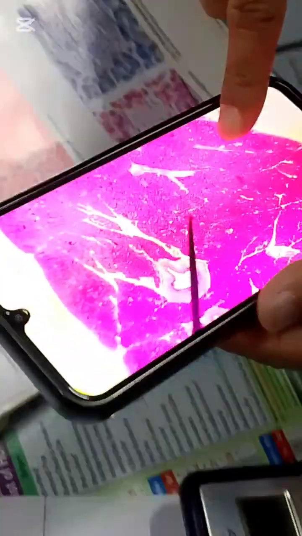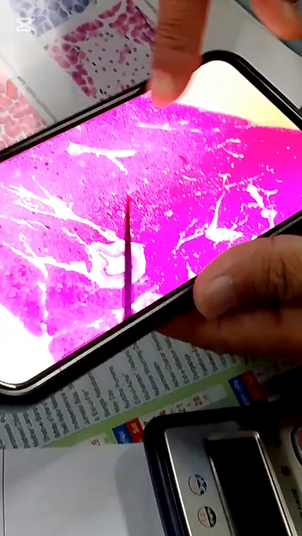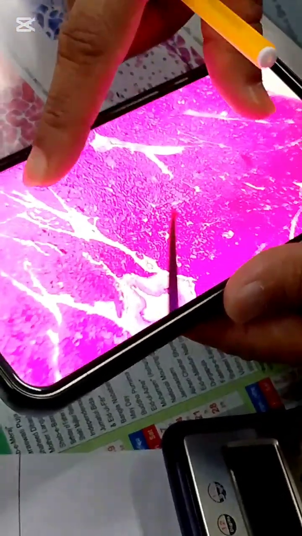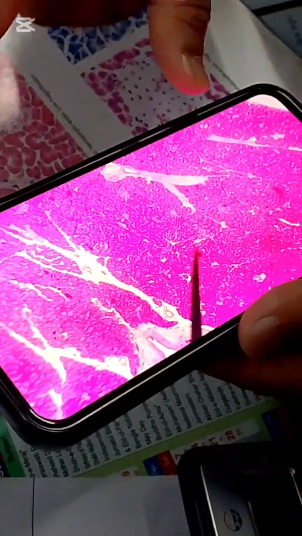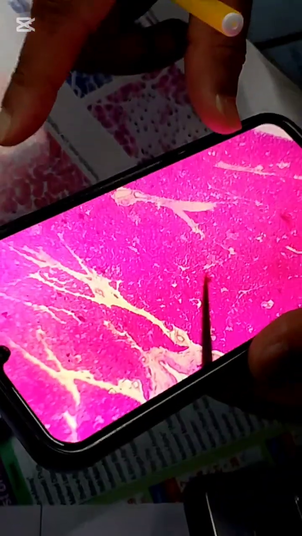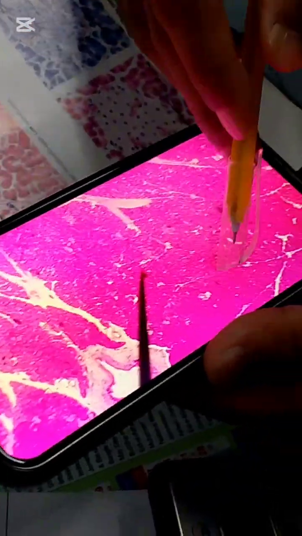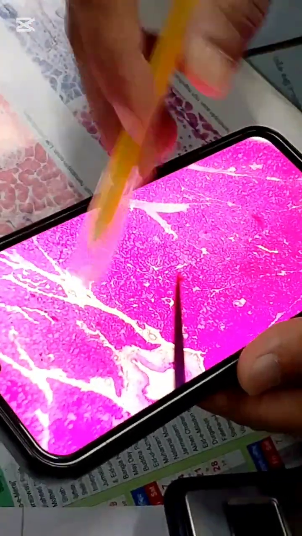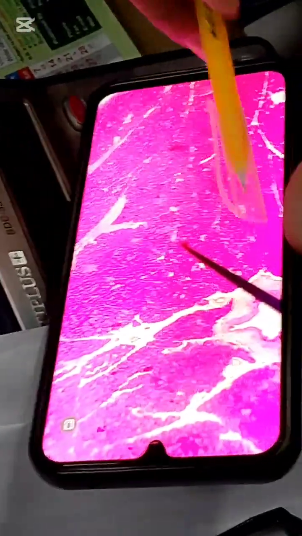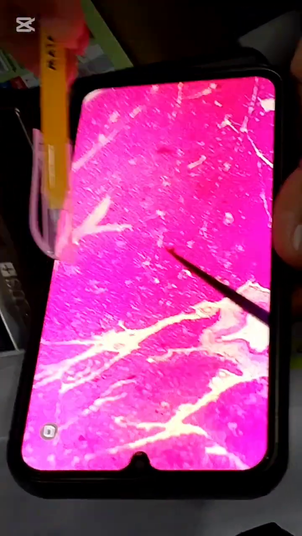This one is pancreas. We want to see the islets of Langerhans. These all are acinar cells. Here you can see this one islets of Langerhans, this one islets of Langerhans.